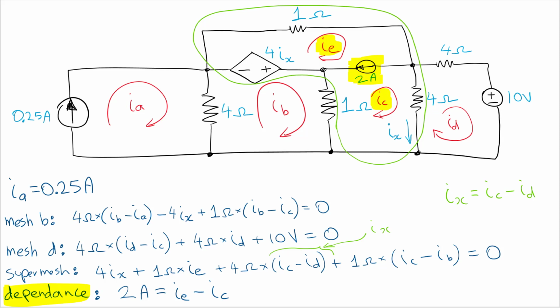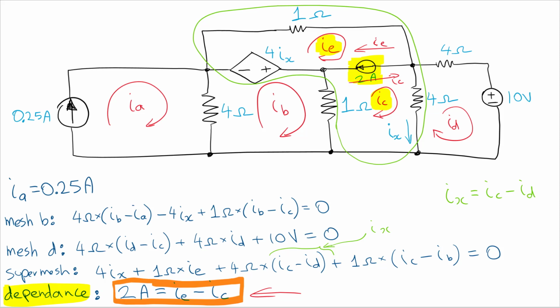Okay, and this is the relationship that it has down here, where we have 2 amps is equal to IE minus IC. The 2 amp source is in the same direction as IE, right? IE is going this way through the 2 amp source, and then IC is going this way. So that's what this equation indicates.